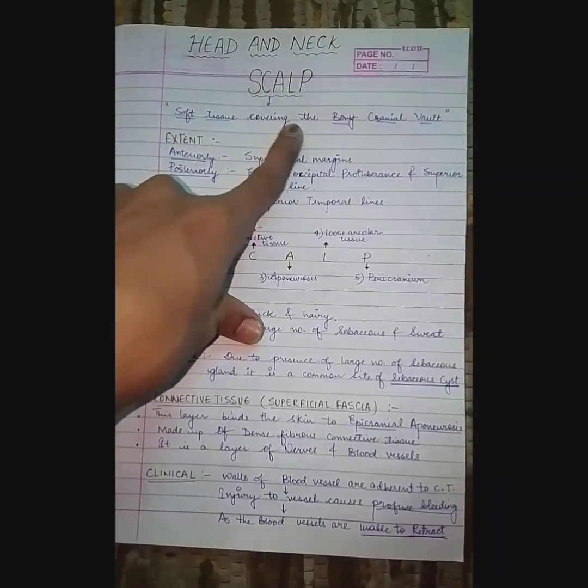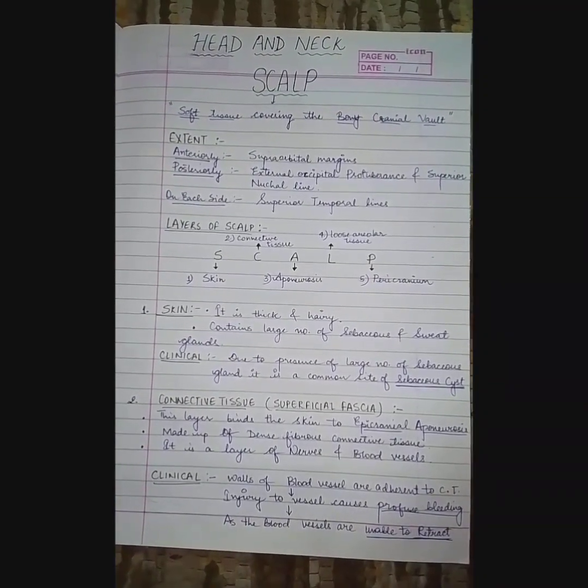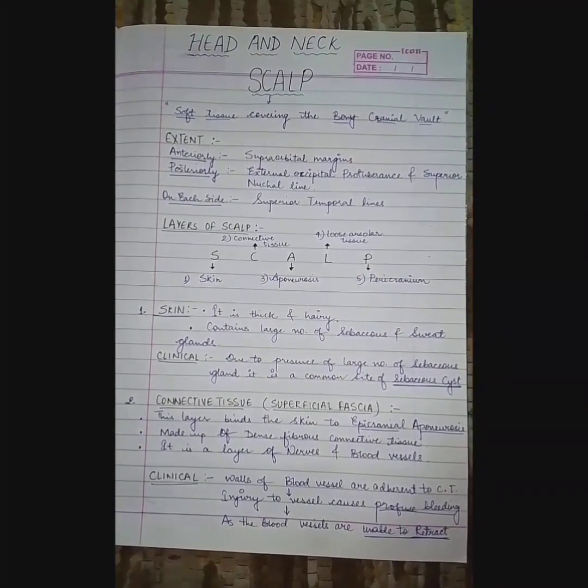Scalp is a soft tissue covering the bony cranial wall. That means the soft tissue which covers our cranial cap is the scalp.